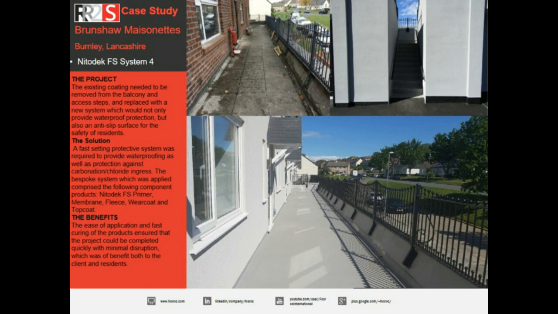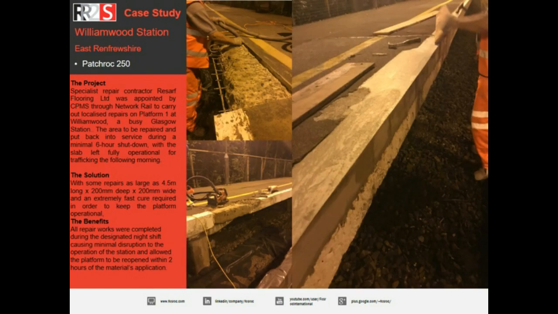Now, they use the reinforcement here. It's a good example as to an area where you would use reinforcement. That reinforcement fleece was embedded in between the waterproof membrane layer. So again, a very, very quick return to service for the client and for the people that are using this structure.